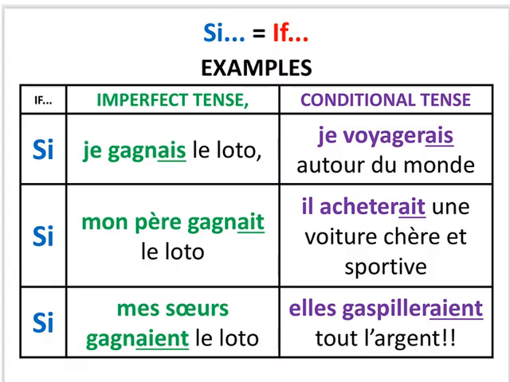And then at the very end, si mes sœurs gagnaient le loto, if my sisters won the lottery, A-I-E-N-T, the A sound there, because mes sœurs is just like saying they. Elles gaspilleraient tout l'argent. They would waste all the money. A-I-E-N-T, same ending, but this time added onto the infinitive gaspiller, to waste. They would waste all the money.